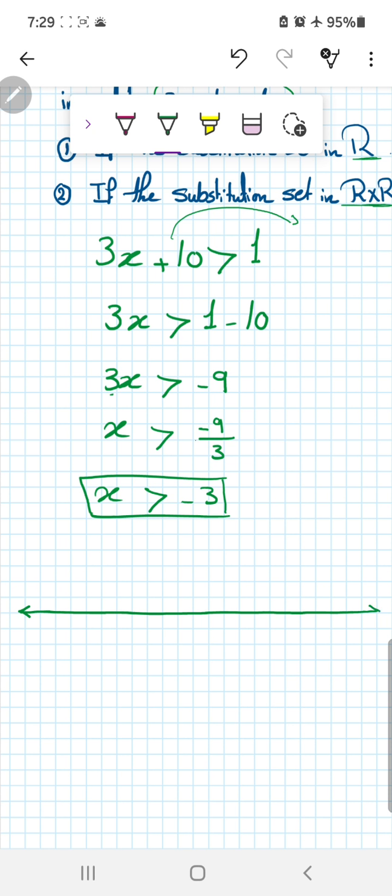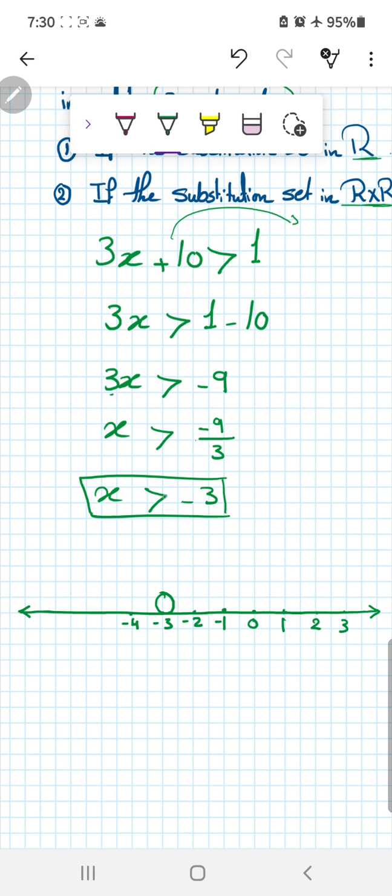So first write the number line. Here we have 0, 1, 2, 3, which is the positive part, and here negative 1, negative 2, negative 3, negative 4, and so on. Okay, so we have x greater than negative 3, which is the part of the number line to the right of negative 3. So here we have negative 3, and here we draw an open circle.